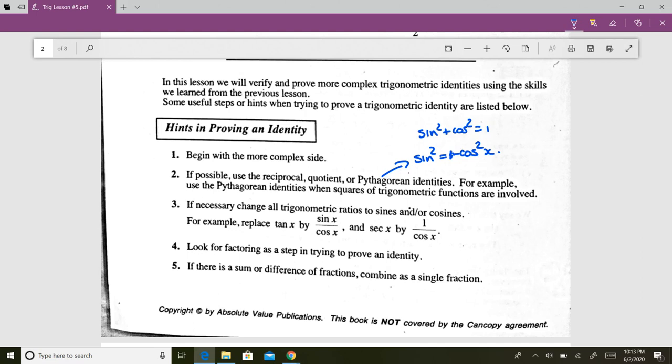Okay. The other thing is change everything to sine and cosine. Now, this isn't hard and fast, but usually it helps. So if you see any tans, you want to rewrite them as sine over cos. If you see a secant, you want to write it as 1 over cos, etc.